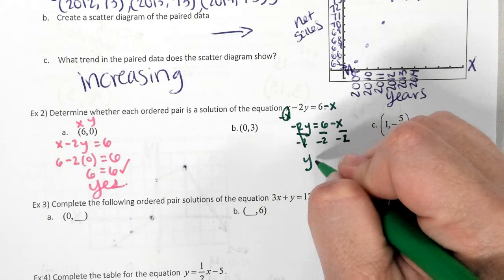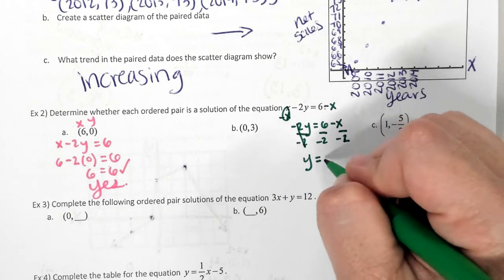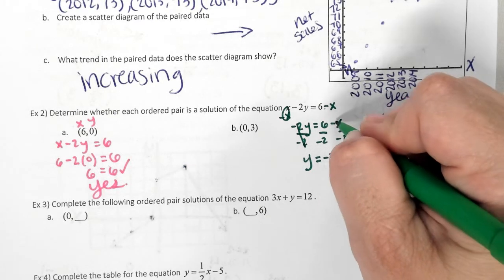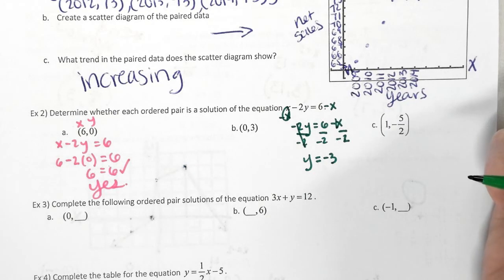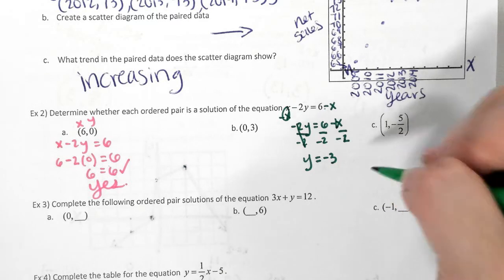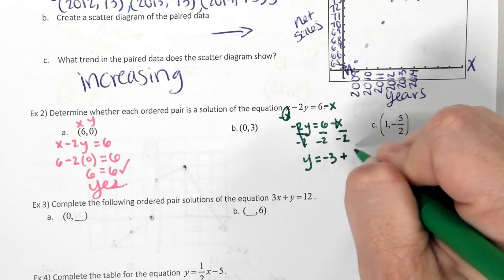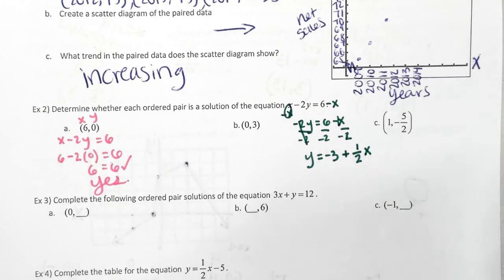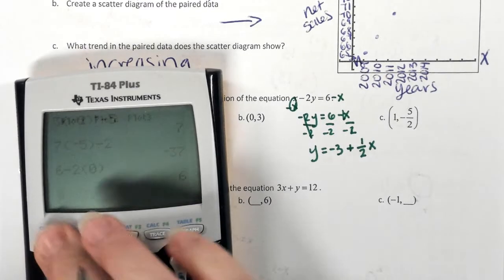Now I have y alone equals 6 divided by negative 2, which is negative 3. And I want you to realize there's technically a 1 in front of this x, and 2 negatives make a positive. So this becomes 1/2 x. Technically, if you typed it in your calculator as x over 2, that would be fine too. And now you can literally just type that in your y equals.